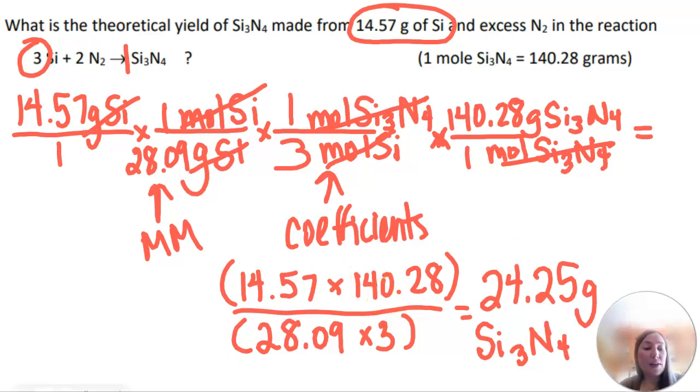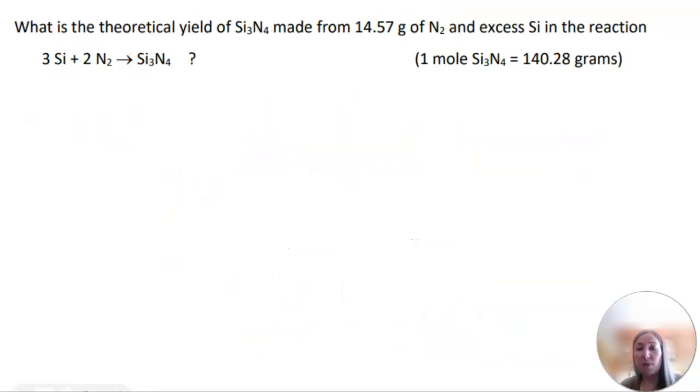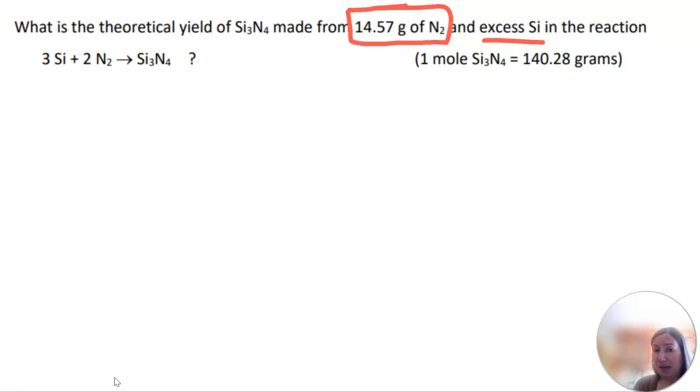Okay. I think that I lied and said that was our last example, but we have one more on theoretical yield. It's almost hard to tell what's different about it. This one is saying that you have excess silicon, all the silicon you need, and that your nitrogen is limiting you. 14.57 grams of nitrogen actually limits our reaction and runs out. So the reaction is going to stop when we're out of nitrogen this time. So let's see how much product we can make this time. So we'll start off with 14.57 grams of nitrogen and put it over 1.